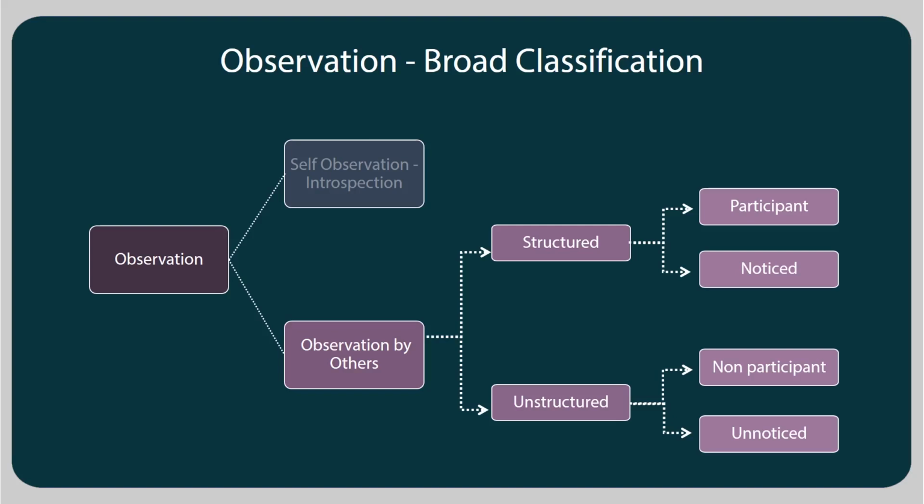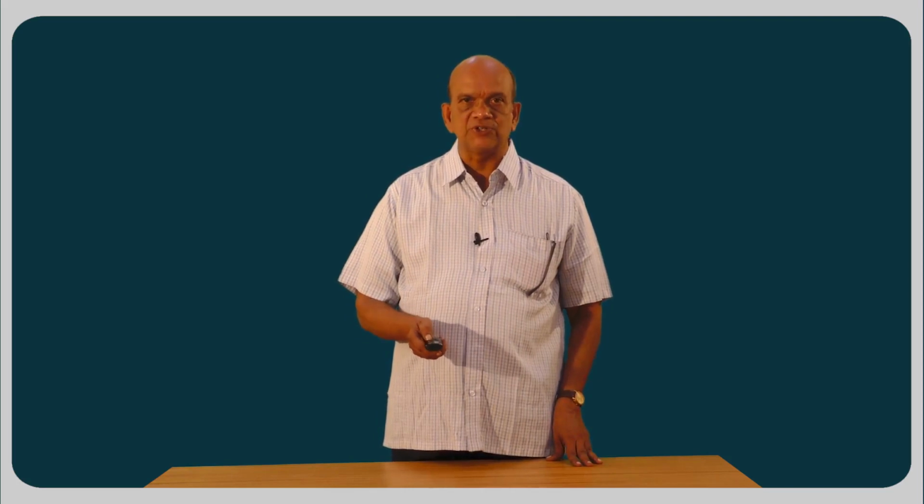For the third category, we use a gadget called a one-way mirror, so that people who are being observed will not know the observer. That way, the observer goes unnoticed. Sometimes the observer will form an integral part of the very group which gets observed. There, the presence of the observer becomes noticeable. This is how we go about classifying observation by others as structured versus unstructured, participant versus non-participant, finally noticed versus unnoticed.